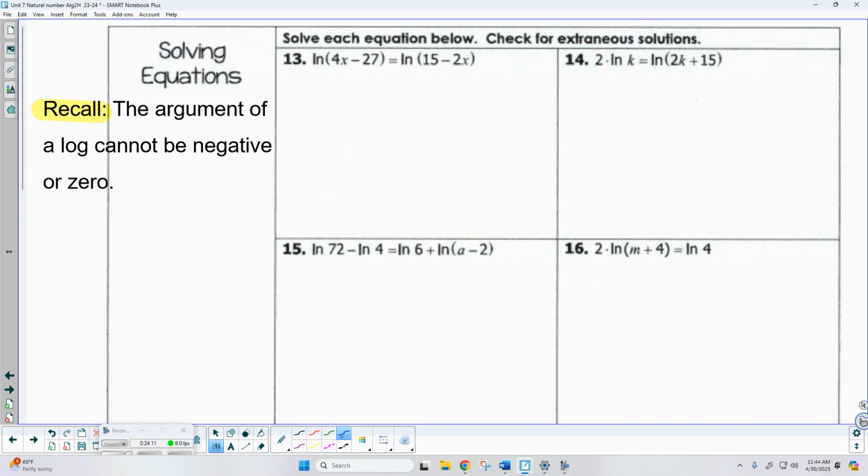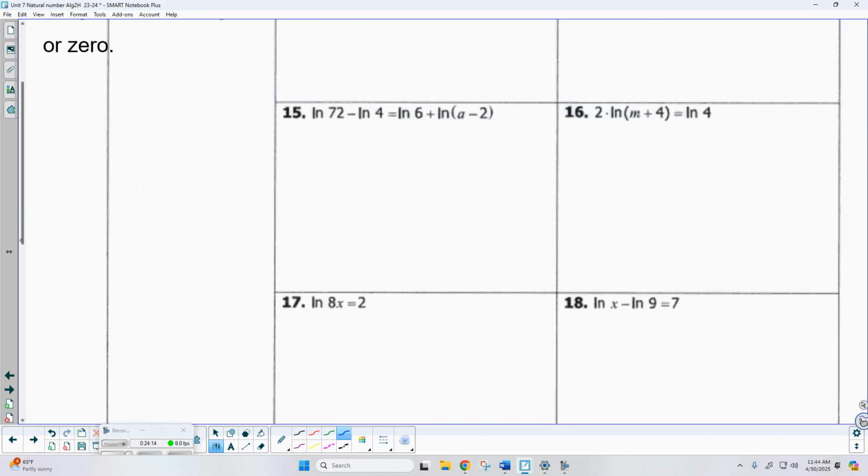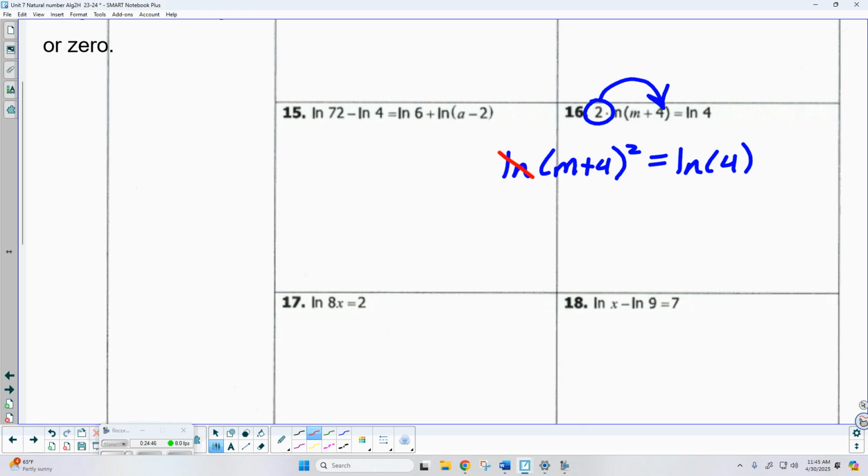Okay. So I've got 2 times the natural log of m plus 4 equals the natural log of 4. So what do I do? I've got to take this coefficient and now I've got to square the whole binomial. So that means I'm going to have the natural log of m plus 4, that quantity squared, equals the natural log of 4. Now I can go ahead and cut loose the logs at this point because I don't need them anymore. Log equals log of the same base. They're gone. Let's go ahead and expand this.